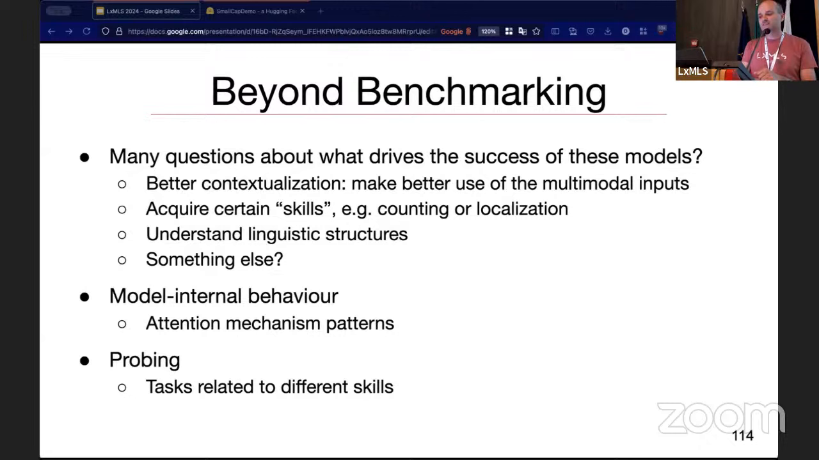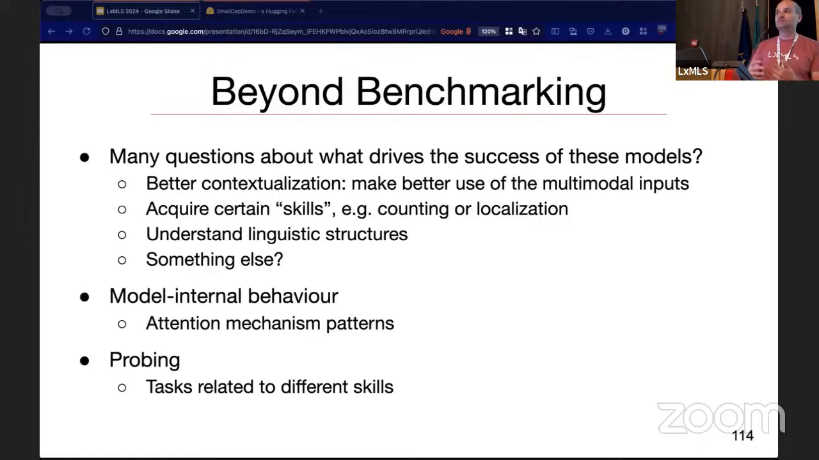For example, what is driving the success of a model? Is it because they can make better use of multimodal data? Is it that maybe they've acquired skills during pre-training? Have they learned how to count? Have they learned how to localize something into a specific region of the image?